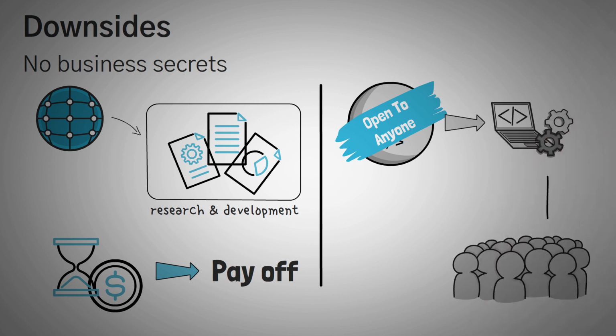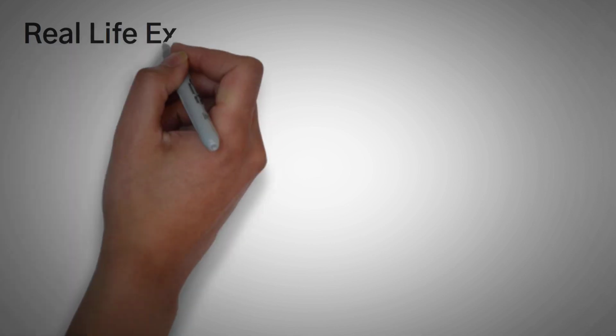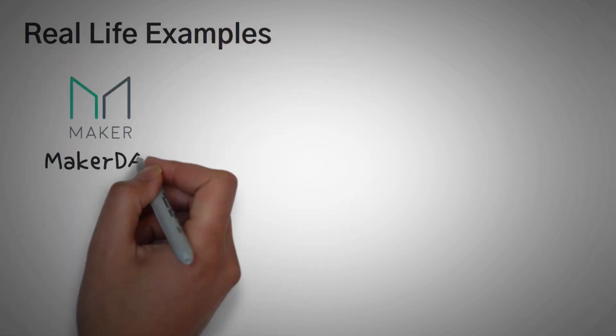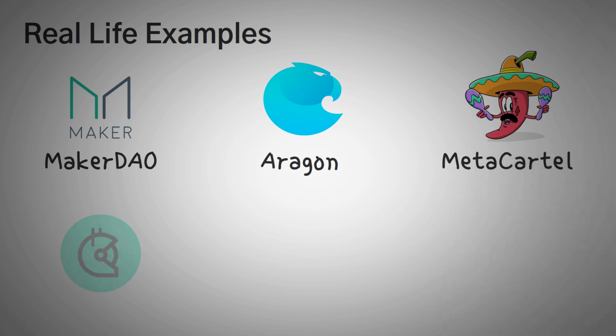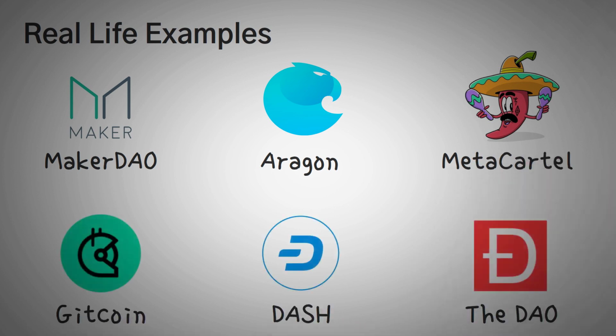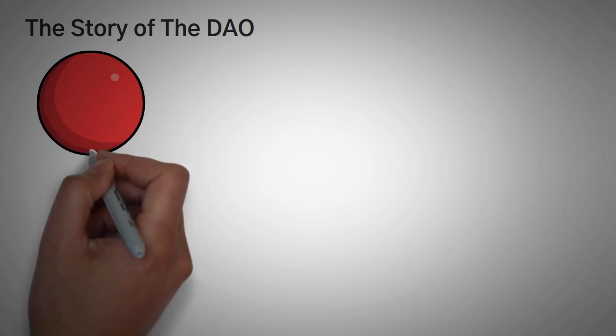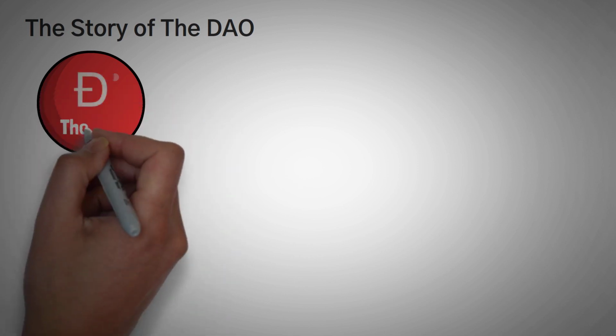So far, we've gone over a lot of the theoretical stuff of how a DAO should work. Are there any real life examples? Yes, here are a few. MakerDAO, Aragon, Metacartel, Gitcoin, Dash, and the famous The DAO. So now we're going to go over the story of The DAO, which we think is something that you should know. Probably the most important and most famous DAO is one called The DAO.